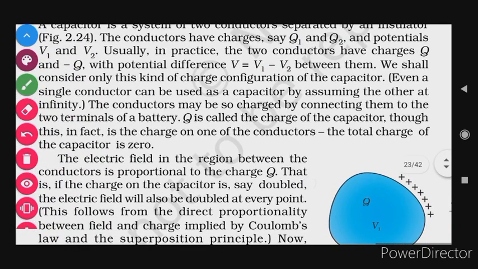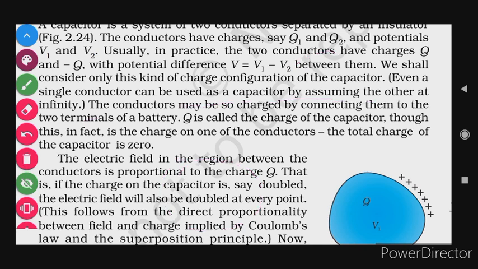Even a single conductor can be considered as a capacitor by assuming that the other is at infinity. So even if we take a single conductor, we can consider it as a capacitor if the other conductor can be considered at infinity. But we will understand it in this way, where two conductors are separated by a dielectric.